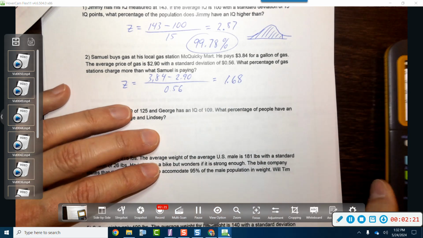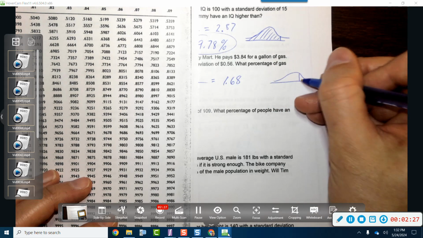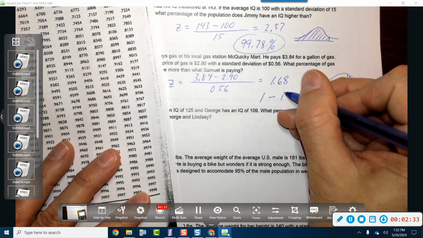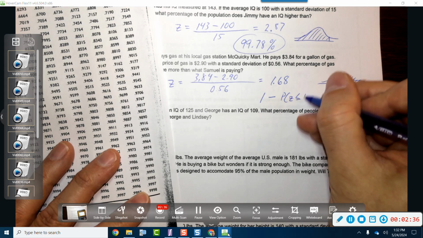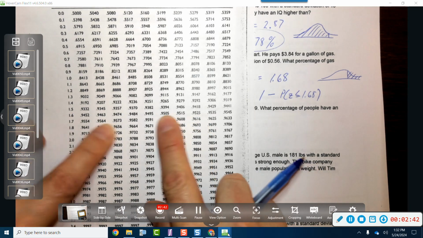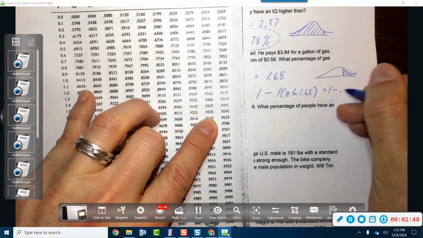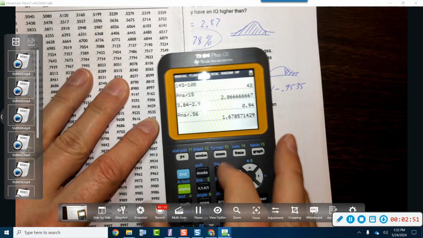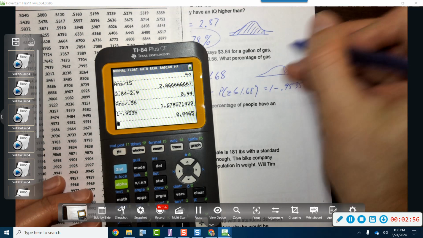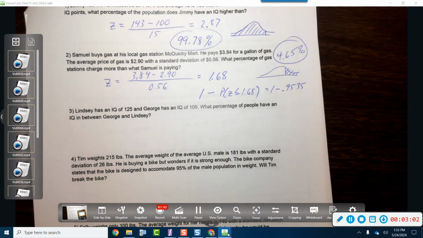Okay, so let's see. 1.68. Because we want to know the percentage that charges more than this, we actually want the right tail, which means we have to subtract the probability of being less than 1.68 from 1. 1.68 is right there in the table. So 1 minus 0.9535 will give me the percentage. That's less than 5%, so 4.65% are going to charge more. So he's paying a lot more for gas there.